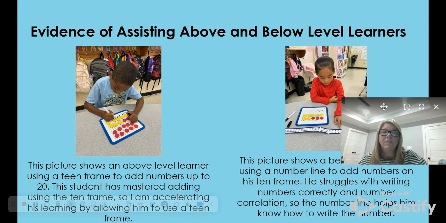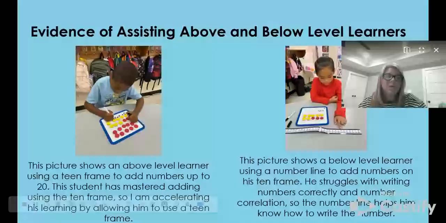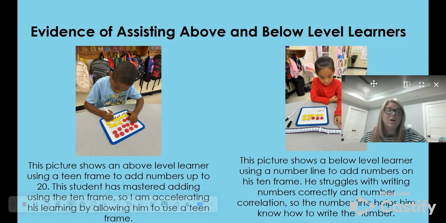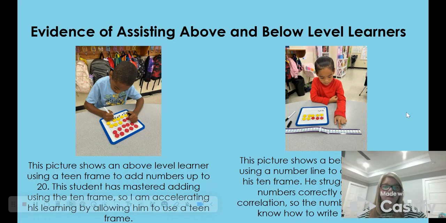Evidence of assisting above and below level learners. My first picture shows an above level learner using a teen frame to add numbers up to 20. This student has already mastered adding numbers to 10 using the 10 frame, so I'm accelerating his learning by allowing him to use a teen frame instead. The second picture shows a below level learner using a number line to add numbers on his 10 frame. He struggles with writing the numbers correctly, so the number line helps him see the number so he can know how to write it correctly.